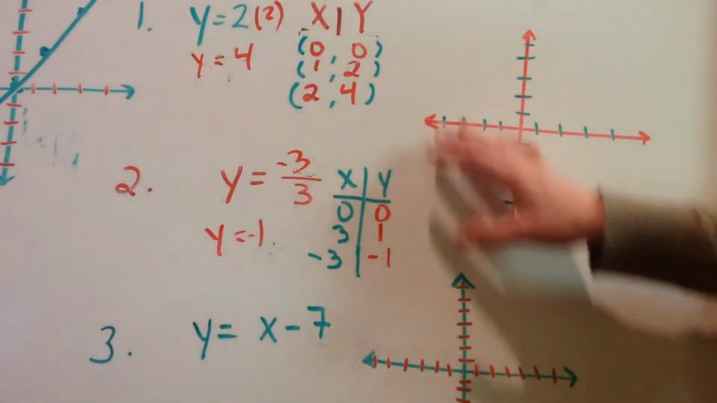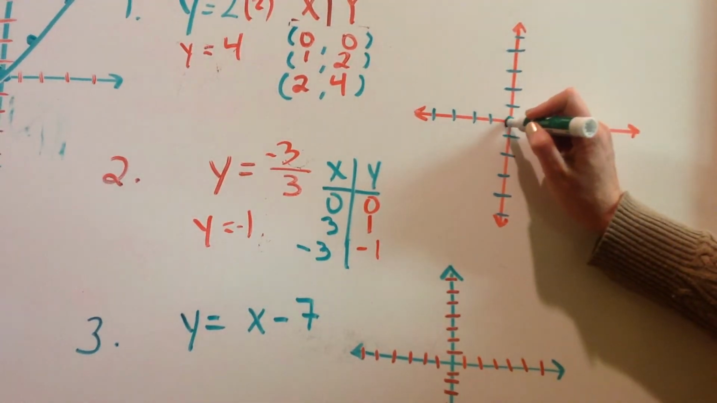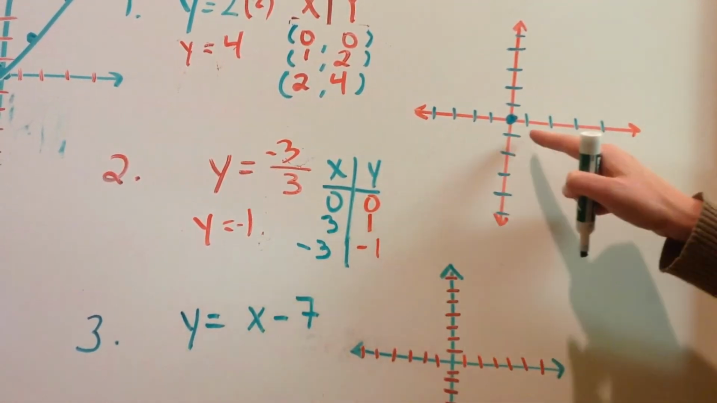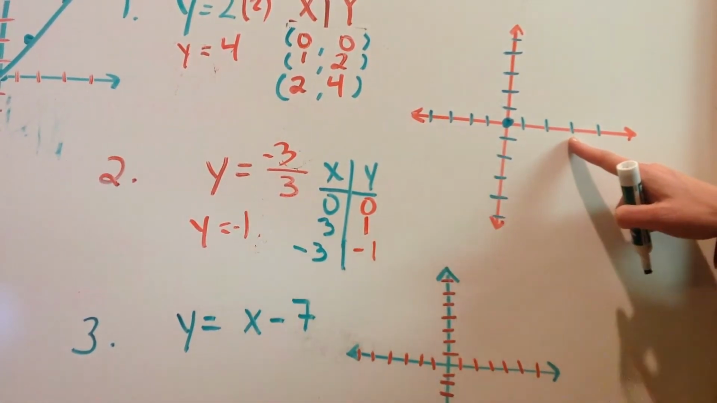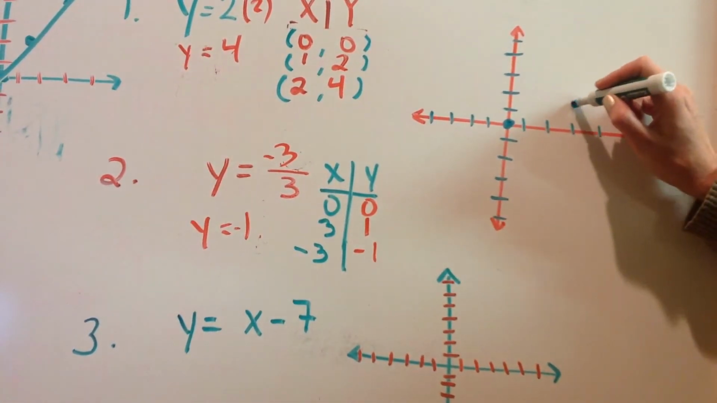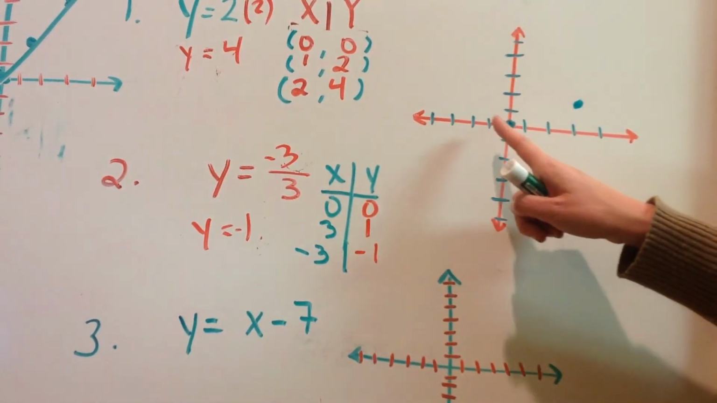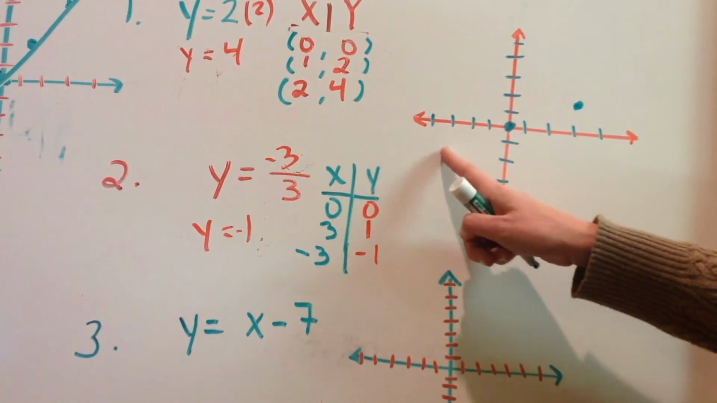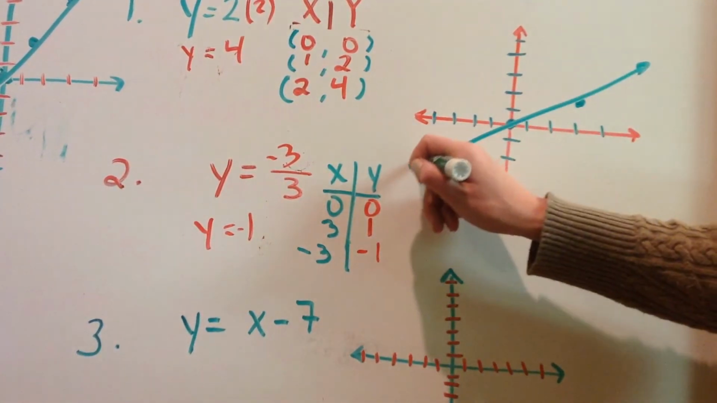And now I need to graph it on my coordinate plane. So I have 0, 0. Now I have 3, 1, so I'm going to go on my x 3 places, 1, 2, 3, and my y up 1 place. And now I have negative 3, negative 1, so on my x I have to go to my negative 3 spot, 1, 2, 3, and down 1. Again, shoop, makes a line.